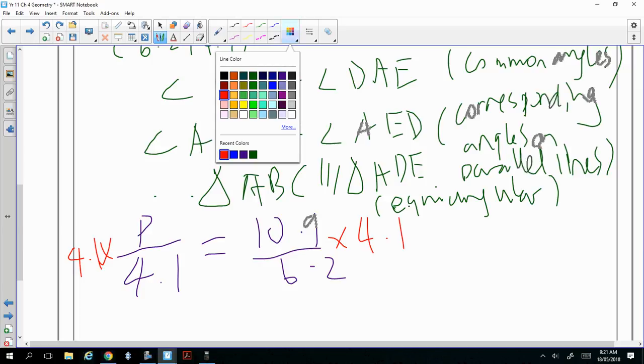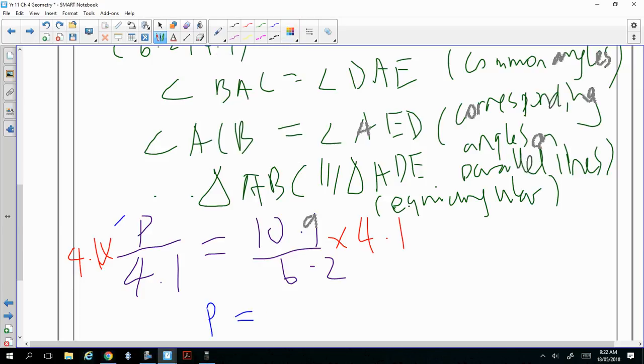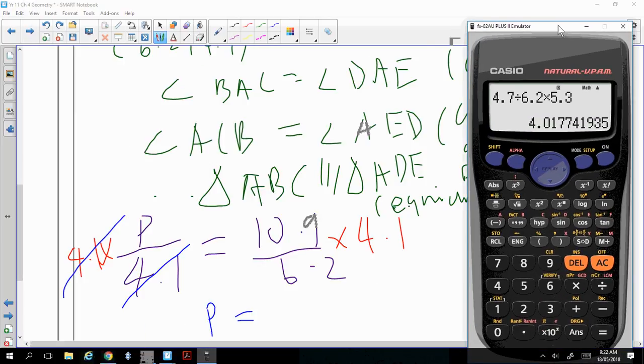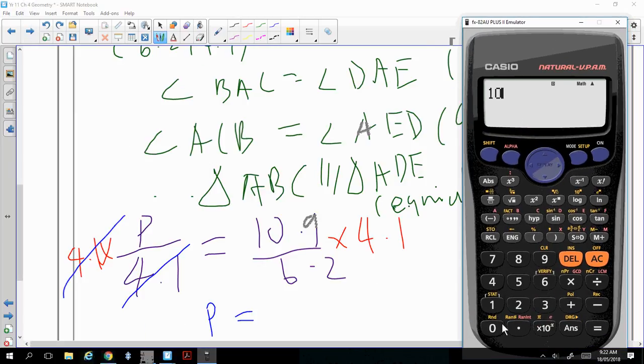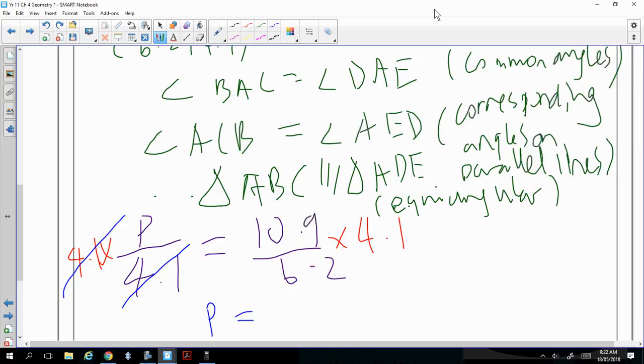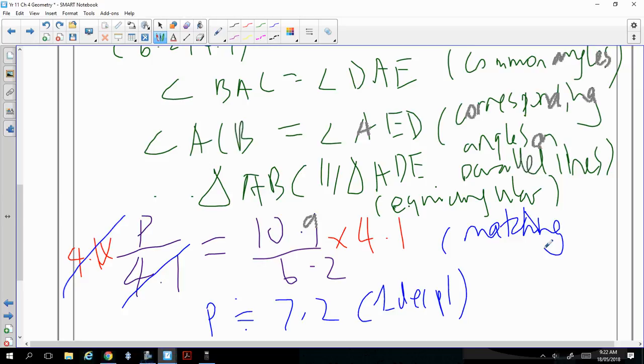P equals 10.9 divided by 6.2 times 4.1, which is 7.2. Yep, 7.2 is correct, correct to one decimal place. And the reason is matching sides in similar triangles. Alright, done.